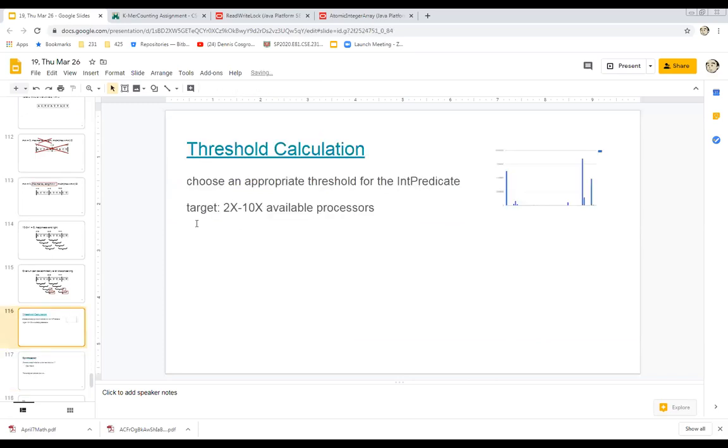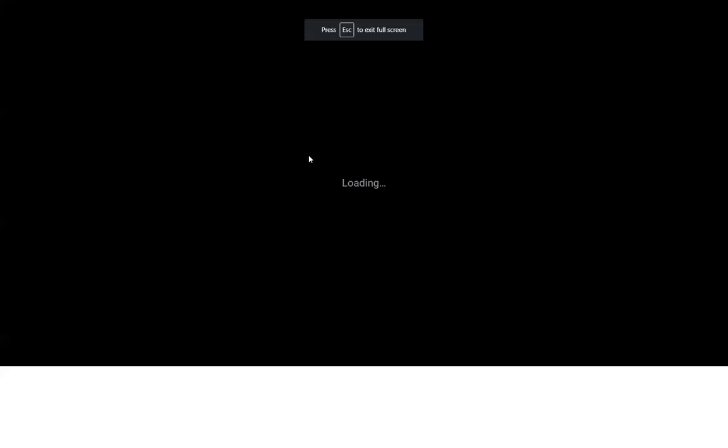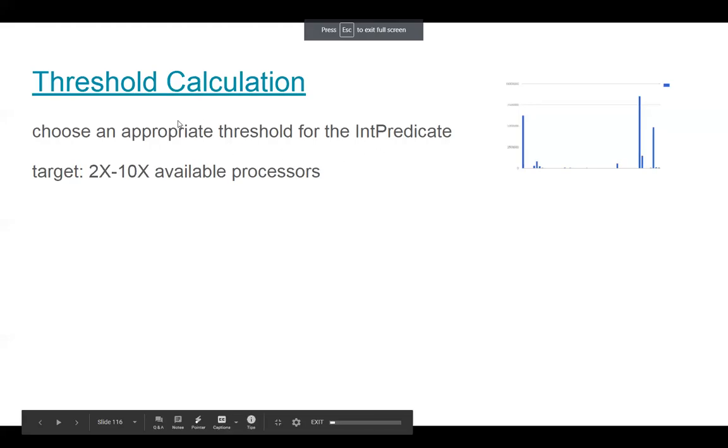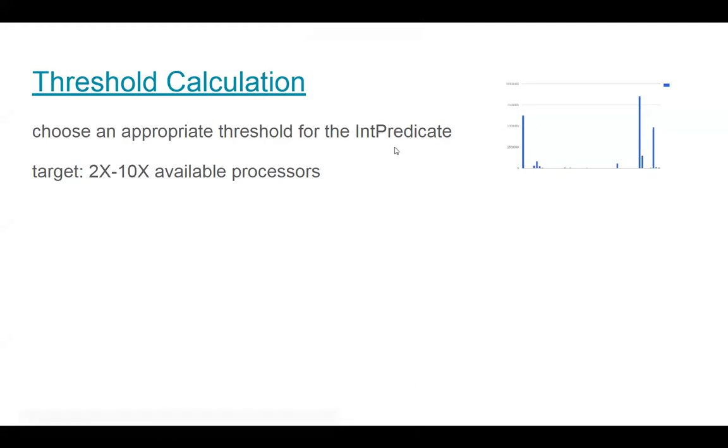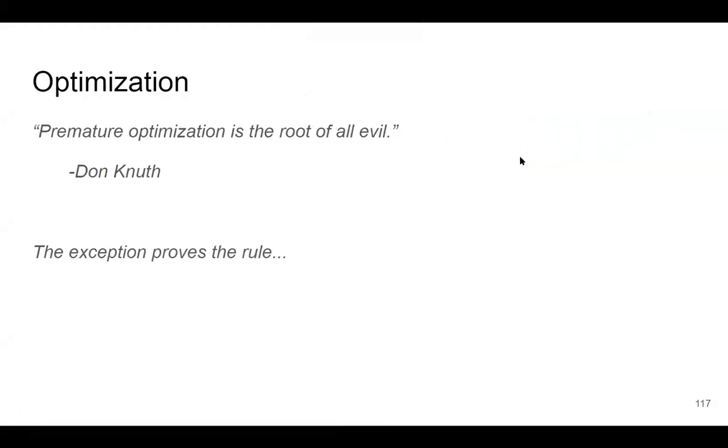Just to finish out the threshold situation, there are two parts to it. One is you're going to actually slice up the data. The other is you have to figure out, given the amount of data I've got to process and how many processors I have, and I'm shooting for 2 to 10 times the available processors, come up with a nice threshold for it. The details of that are on the wiki, but that's the second part of the threshold situation.